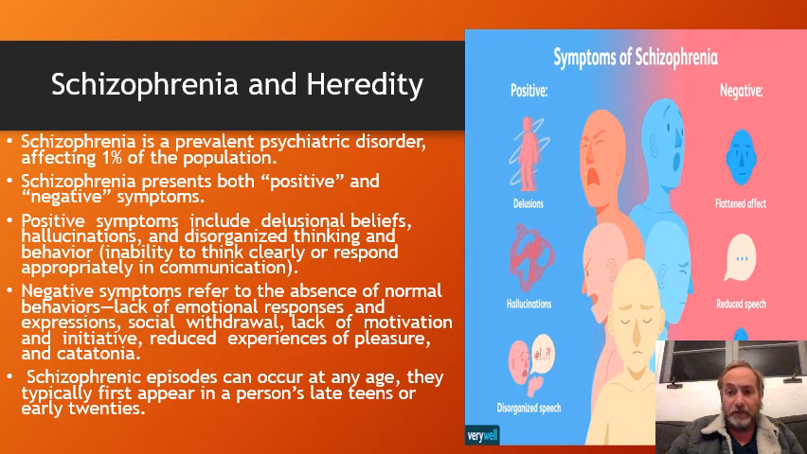Positive symptoms are probably the ones that are more commonly associated with schizophrenia in the popular imagination, like hallucinations, delusional beliefs, and such. There are also negative symptoms, which are withdrawn aspects, like lack of emotional response, even catatonia, right? Just total silence, non-moving. Schizophrenic episodes typically manifest in the late teens or early 20s, which is when it starts to kick in for people.